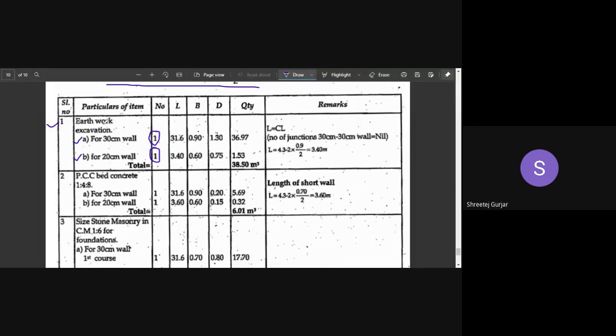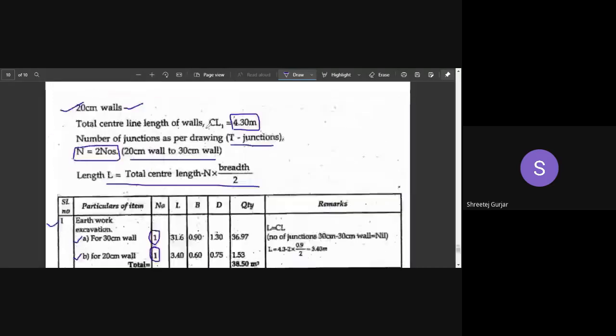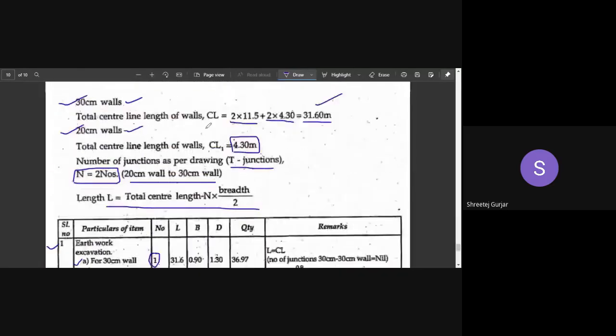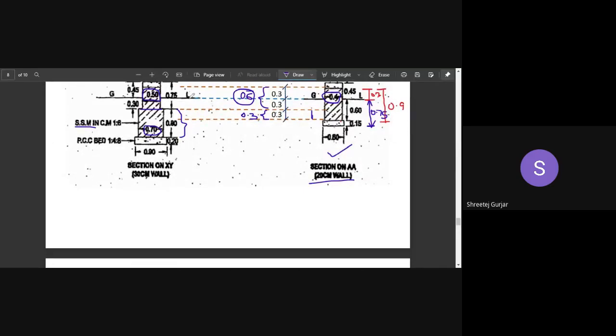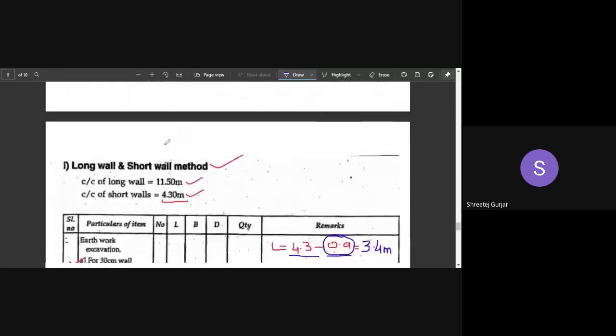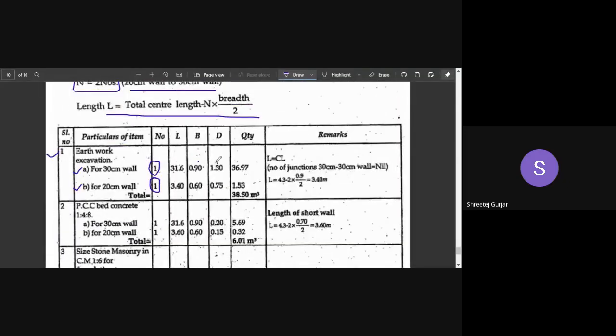So excavation for 30 centimeter wall, width is 0.9, right? Width is 0.9, and the depth, that is from here to here, it is 1.3 meters. So I have written depth as 1.3 meters and width as 0.9 from the cross section we have seen. And coming to our length calculation, we need to calculate using this formula.